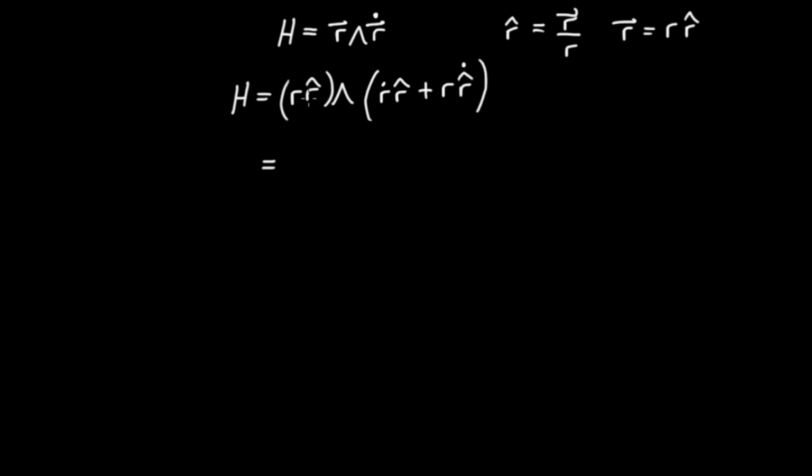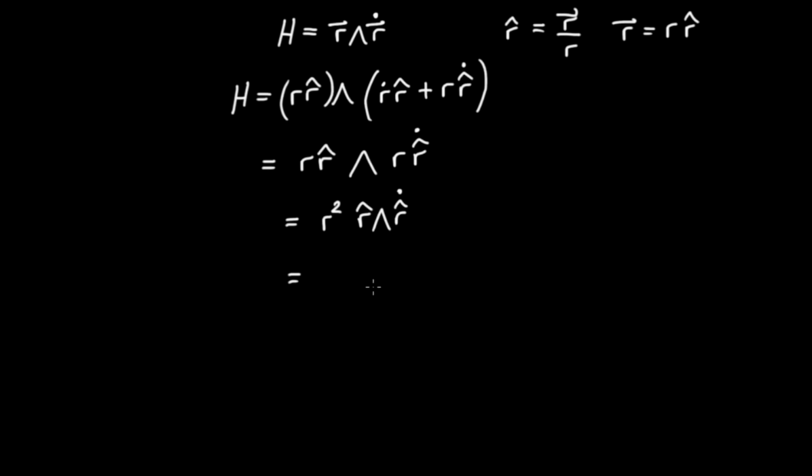Now notice here that I have r hat wedged with r hat, and that's going to go to 0, which means the only term that's going to survive after this wedging is going to be this thing wedged with this thing. So what I'll have is r hat wedged with r hat dot. What I'm going to do next is move this scalar to the front. So I have r squared r hat wedged with r hat dot.